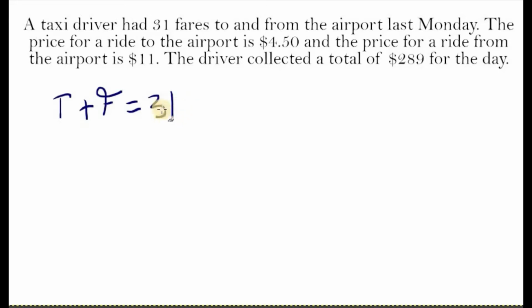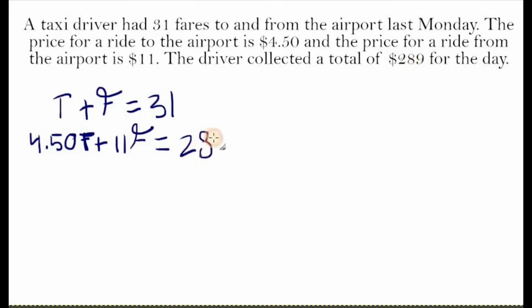The second equation, we're going to write the corresponding price for each one. So a ride to the airport costs $4.50, we're going to write 4.50t, plus, and a ride from the airport costs $11, 11f, is equal to the total amount of money he made that day, which is $289.